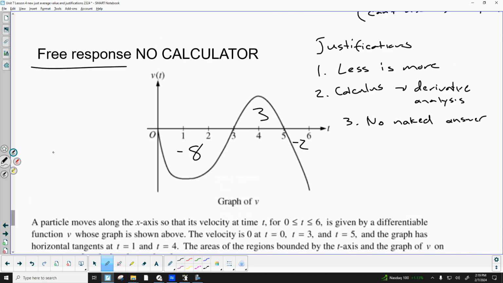And also, last thing, if you're not told to justify, don't, okay? Don't justify unless you're asked to. But make sure it's not a naked answer.